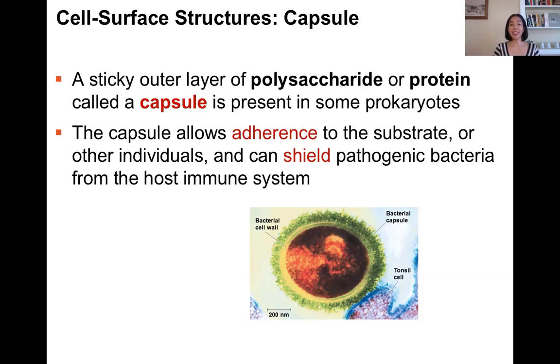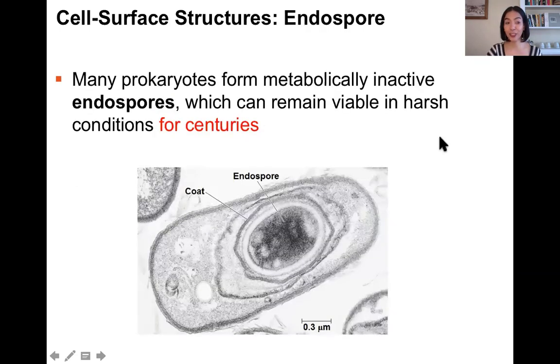And these can also provide a shield to pathogenic bacteria from the host immune system. This is a very important structure for the bacteria, this capsule. In our body, we can have the tonsil cells, right here, the tonsils, and these bacteria can adhere to our cells using this capsule.